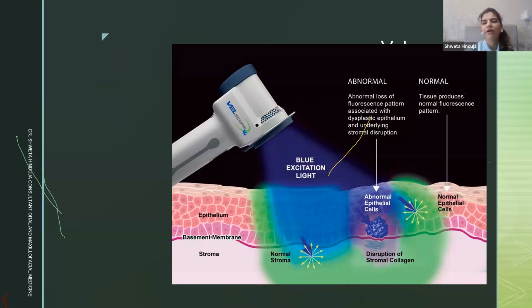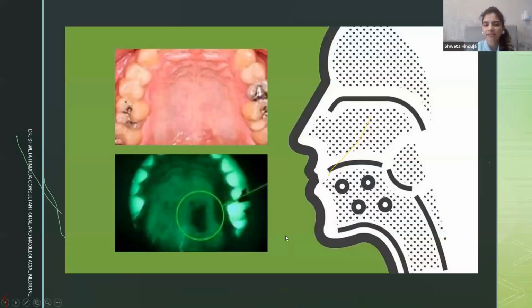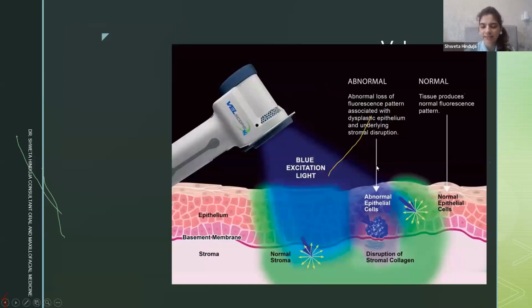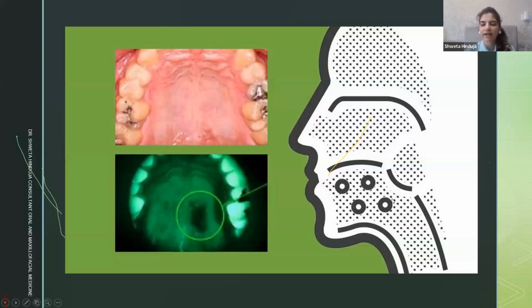Now, Wellscope, this is again a picture that defines how the lesion, the palate, looks quite normal, but when you use this light, you will be able to see a dark structure like this, which is showing that the light wasn't taken so well by the epithelial cells that have dysplastic changes, and it does not reflect the light, and that is why the lesion appears dark.